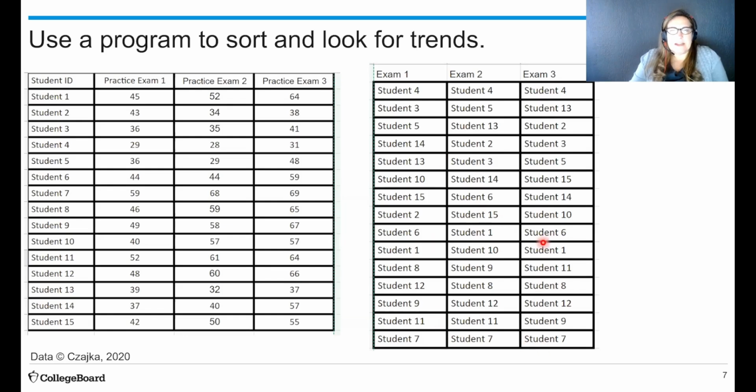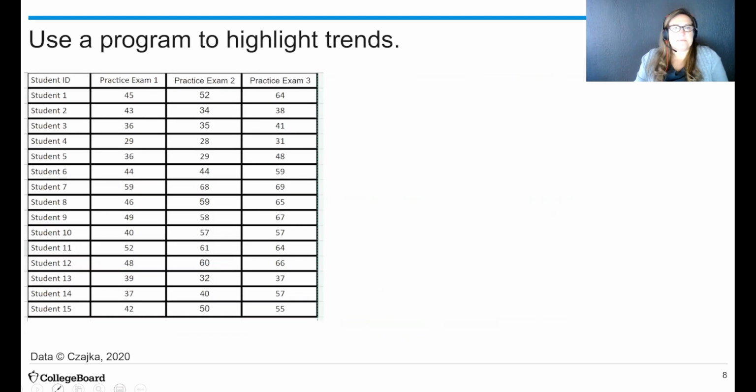But we see in between that there's a little bit of movement. It's not always the same student scoring the lowest or scoring the highest. They don't stay in the exact same order. So that gives me an idea of where we're doing, who might be struggling the most, who might be really strong, and what students I can help in what ways. I also might want to highlight some trends.